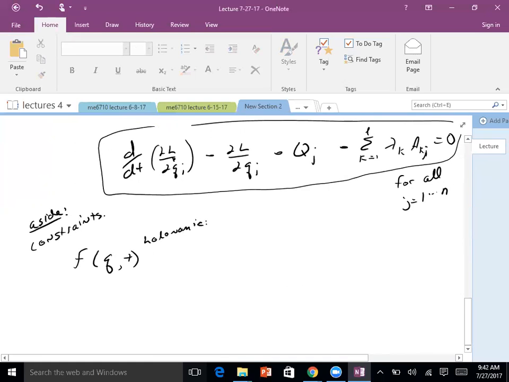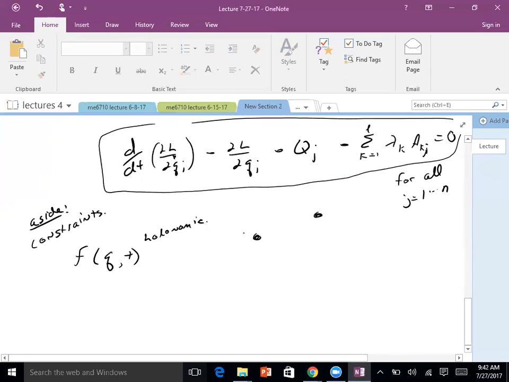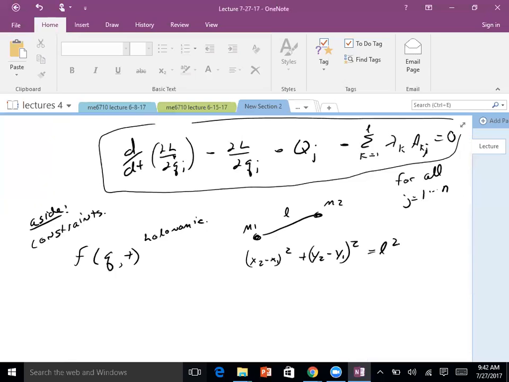So, what would such a constraint be? Let's say I've got two masses, M1 and M2, that are constrained by some constant length. The length here is constant, so it'd be something like x2 minus x1 quantity squared plus y2 minus y1 quantity squared equals L squared, if I was using generalized coordinates x and y for each. That would be an example. This is only a function of the x's and y's. A non-holonomic constraint is one you can't write just in terms of q and time.